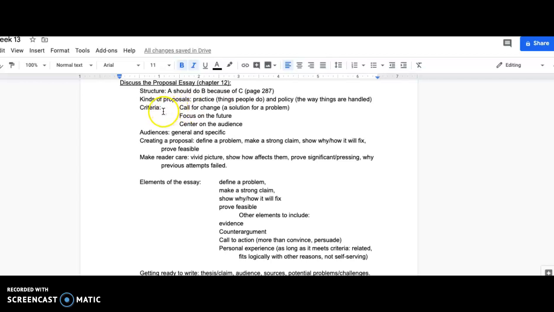And then what's the criteria? What makes up a good academic argument? What might make up a good argument is, well, these are not just what makes up a good argument, but what is it doing? Like, what are some of the features of what it does? It calls for a change. It has to have a solution for a problem, right? So it's got to be that problem-solution format. It focuses on the future, on some kind of plan, and it's centered on the audience.